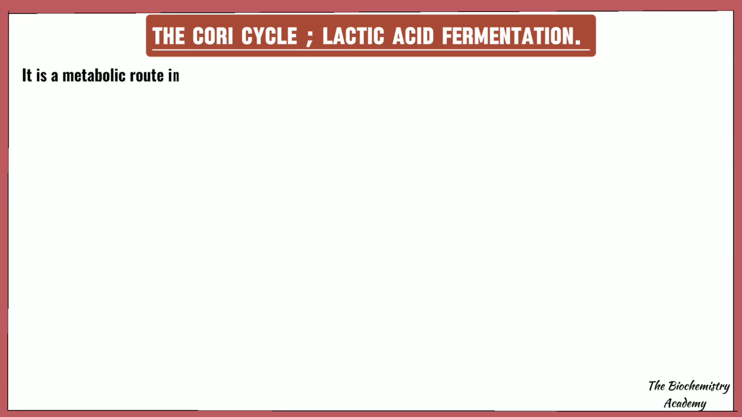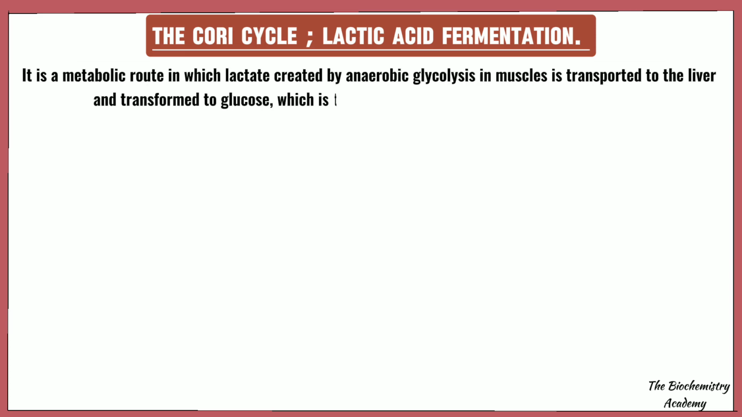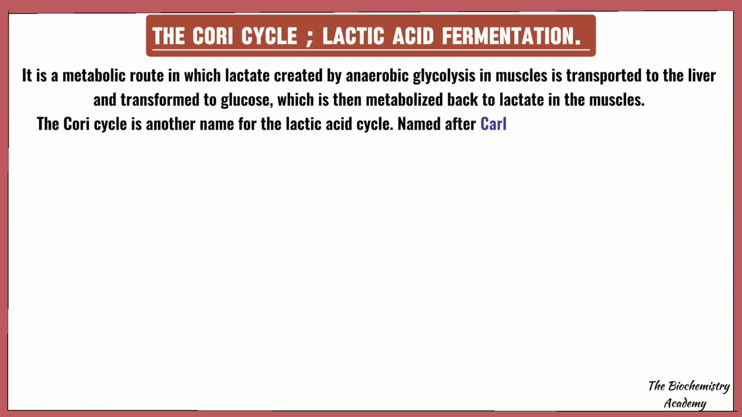The Cori cycle is a metabolic route in which lactate, which was created by anaerobic glycolysis in the muscle, is transported to the liver and transformed to glucose, which is then metabolized back to lactate in the muscle. The Cori cycle can also be called the lactic acid cycle. It is called the Cori cycle because it is named after Carl Ferdinand Cori and Gerty Cori.